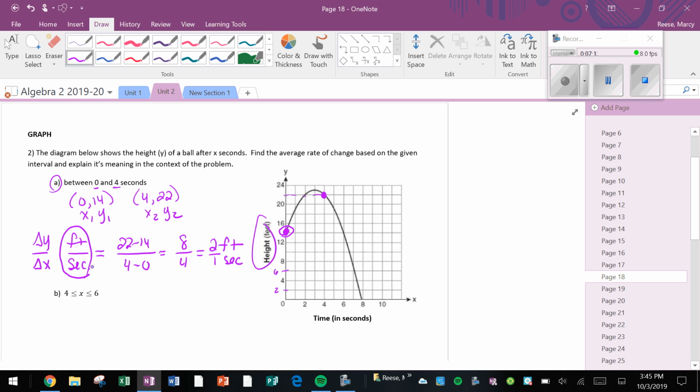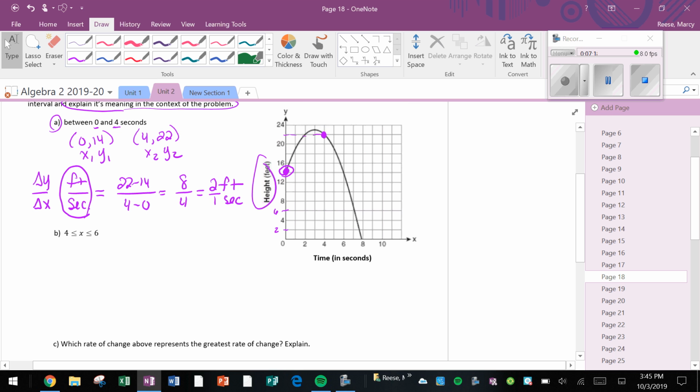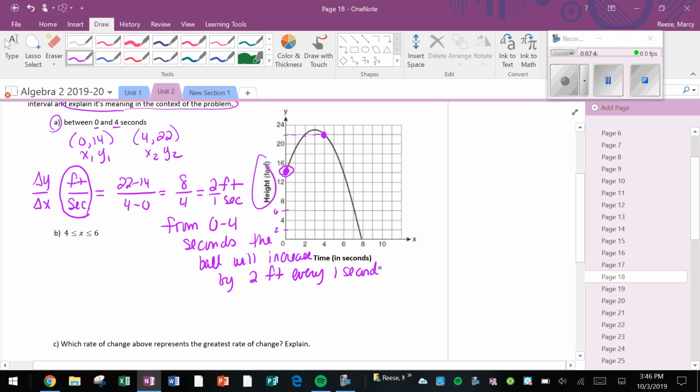So then when I go to describe, because it says to explain its meaning in the context of the problem, you must use some words. I'm running out of room here, so I'm going to use it down here. You would say, from 0 to 4 seconds, the ball will increase, because it's a plus, it's not a negative, increase by 2 feet every 1 second. Okay? So that is for that problem.